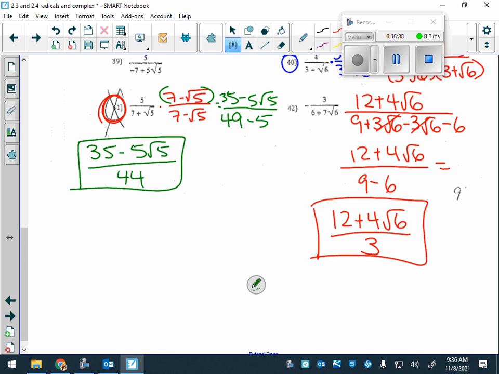So I'm going to kind of switch gears. What would happen if you guys had like square root of negative 3? What would you call it?